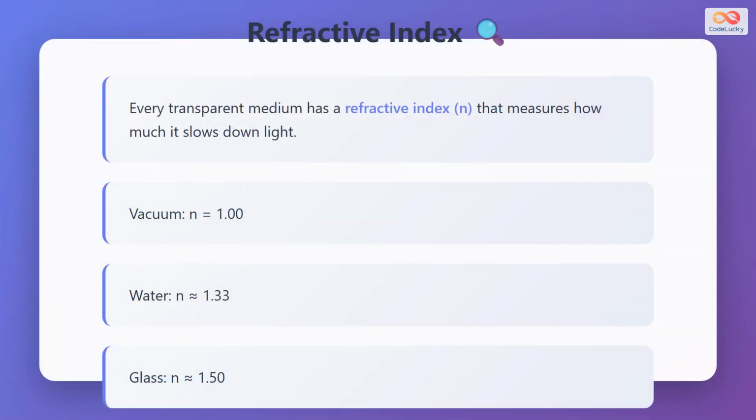Every transparent medium has a property called the refractive index, denoted by the letter n, and the refractive index measures how much a material slows down light compared to its speed in a vacuum. For example, vacuum has a refractive index of exactly 1.00. Water has a refractive index of approximately 1.33, and glass typically has a refractive index of around 1.50. The higher the refractive index, the more the material slows down light.